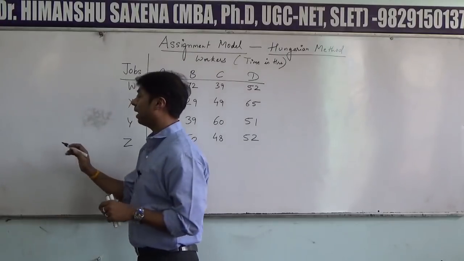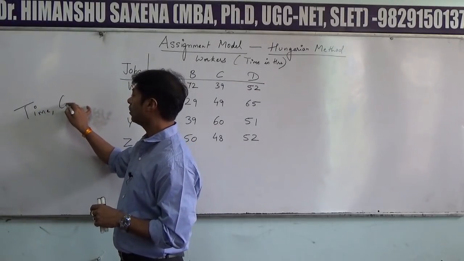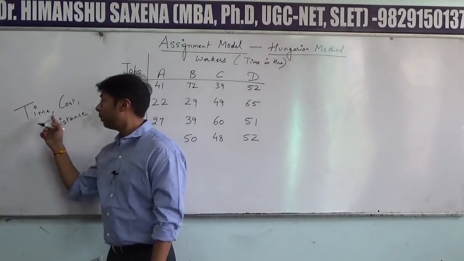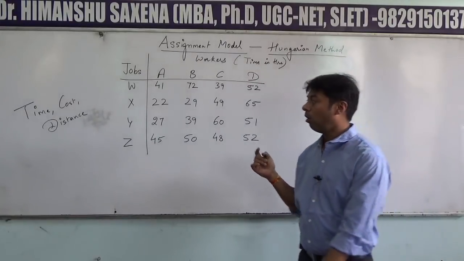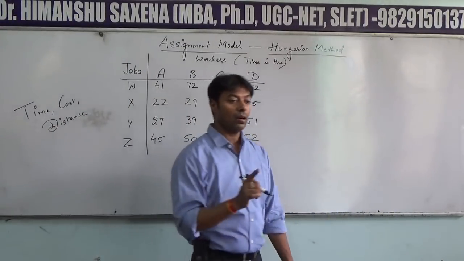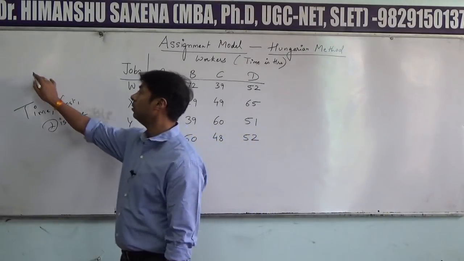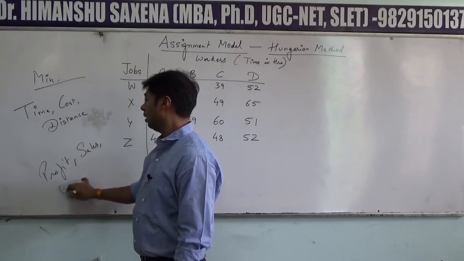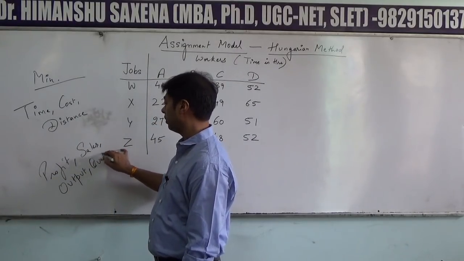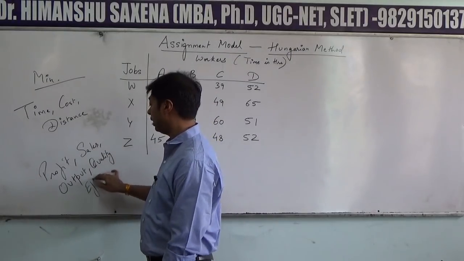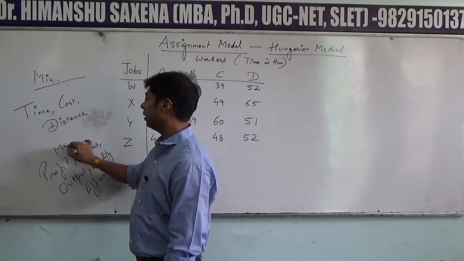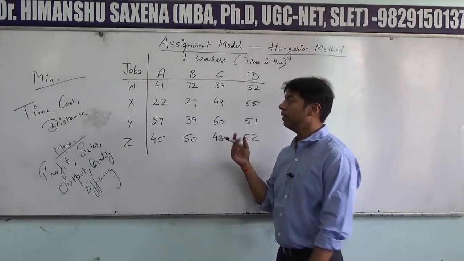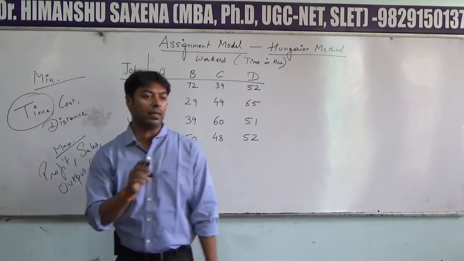And remember, factors like time, cost, distance, etc., are always minimized. Whenever a problem is given regarding time values, cost values or distance matrices, these factors are always minimized, while problems related to profits, sales, output, quality of a product, or efficiency of the workers are always maximized. So the topic of today's lecture is a minimization problem. We will be solving a minimization problem because this problem is related to time.